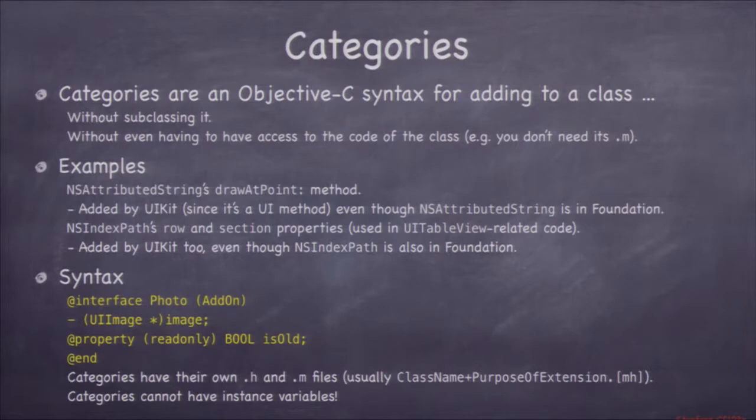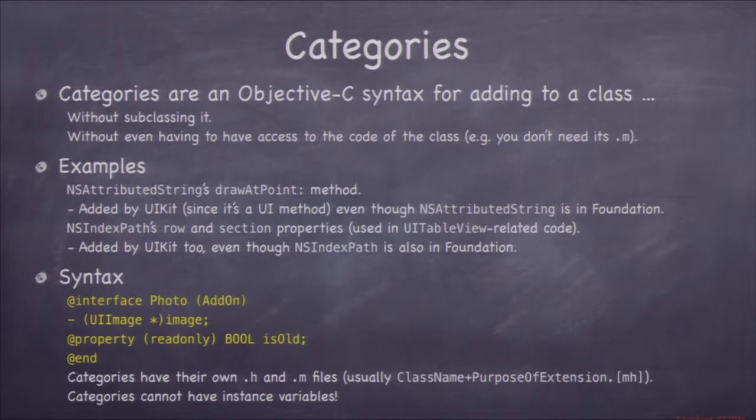Then you just list all the methods you want to add to this class, and they can be properties. Here I have a read-only property and another method. You just put them on there, and then @end. Okay? So that's all you need to do. Now anyone who wants to call these methods just has to import this header file that has this in there.